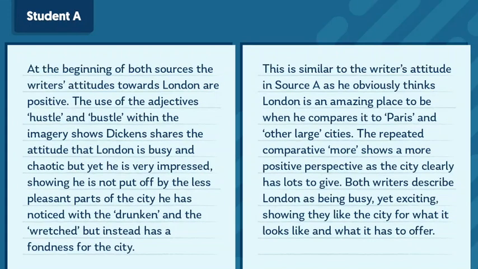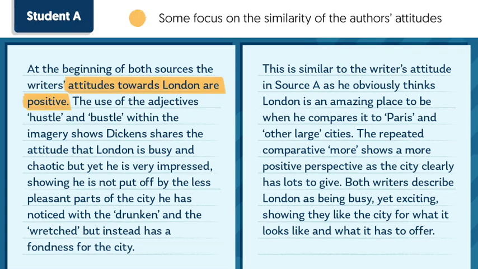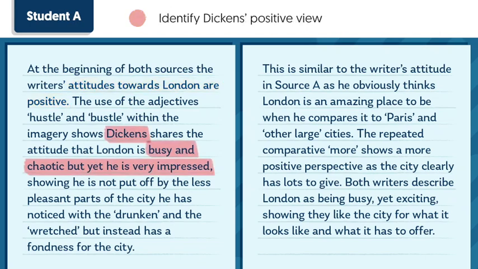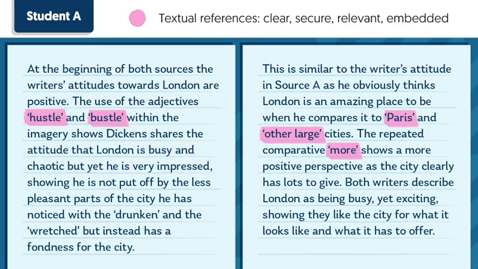Press pause to give yourself time to read it carefully, and press play again when you're ready. So, student A begins with some focus on the similarity of the author's attitudes. They then identify that Dickens has a positive view of the city and believes it's chaotic, yet he's impressed. The textual references used are clear and secure, and they're relevant and embedded.